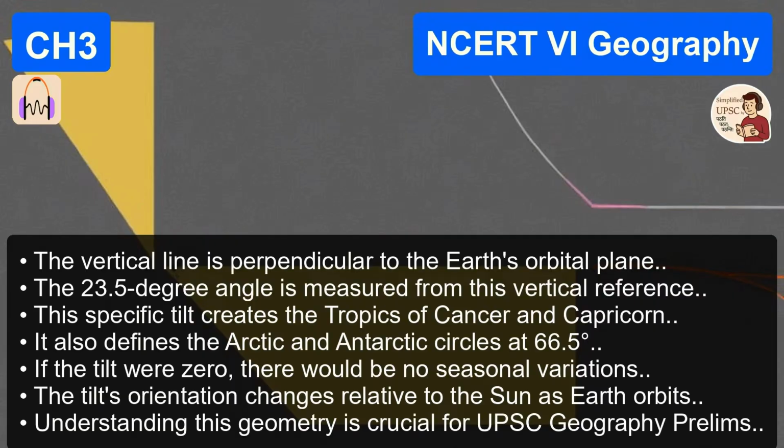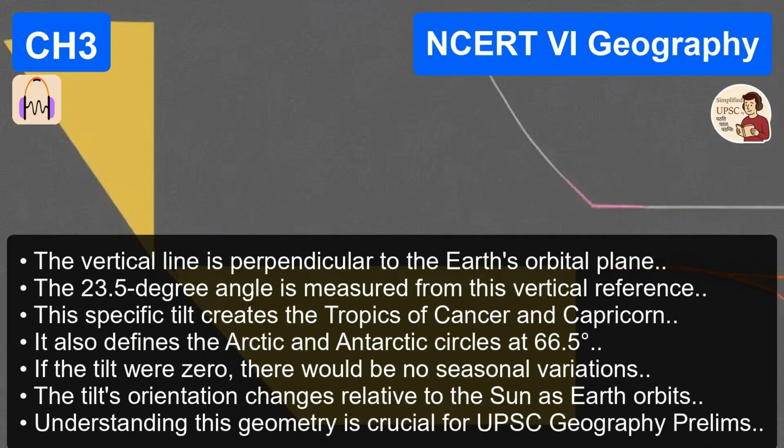Okay, a vertical reference line. The Earth's axis is tilted 23.5 degrees away from that vertical line. I see. So it's just basic geometry. A right angle is 90 degrees. If you take away the 66.5 degrees from the table, what's left is 23.5 degrees from the vertical. 66.5 plus 23.5 equals 90. Exactly. It's the same tilt, just described from two different reference points.